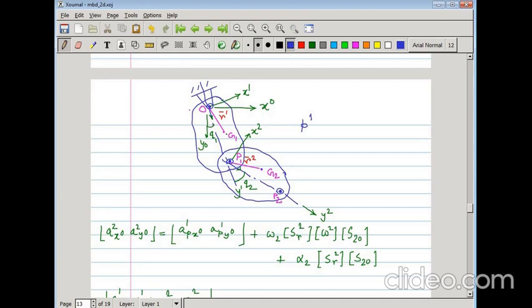So whatever we have got for body 1, there the superscript 1 has to be replaced by the superscript 2, and exactly that's what we have done. So the center of mass acceleration is this. This is for the normal component and this is for the tangential component of the acceleration of G2 with respect to P1. This is corresponding to the normal component, and this is corresponding to the tangential component.